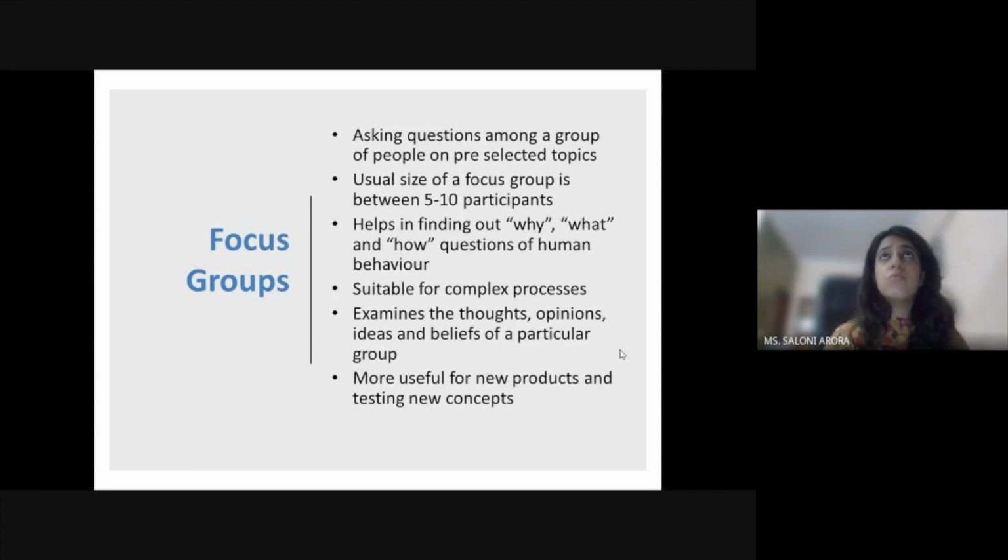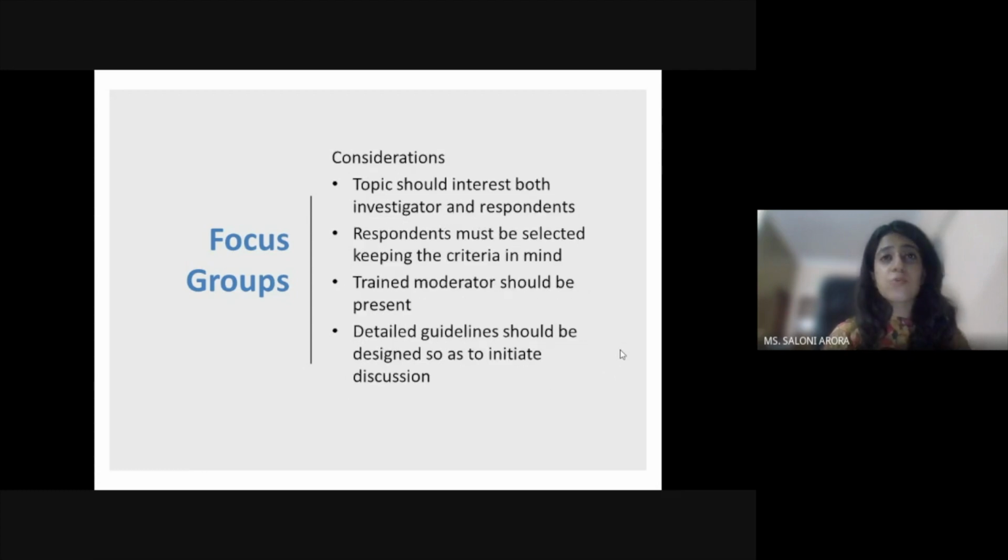A new product is being launched. So let's assume Maggie is coming with a new product. It brings about a focus group, asks which flavors are people going to buy the most? What is it that you like about it the most? Testing of new concepts. It brings about new flavors and makes the people test it. What are their opinions on that? So that is what happens in a focus group.